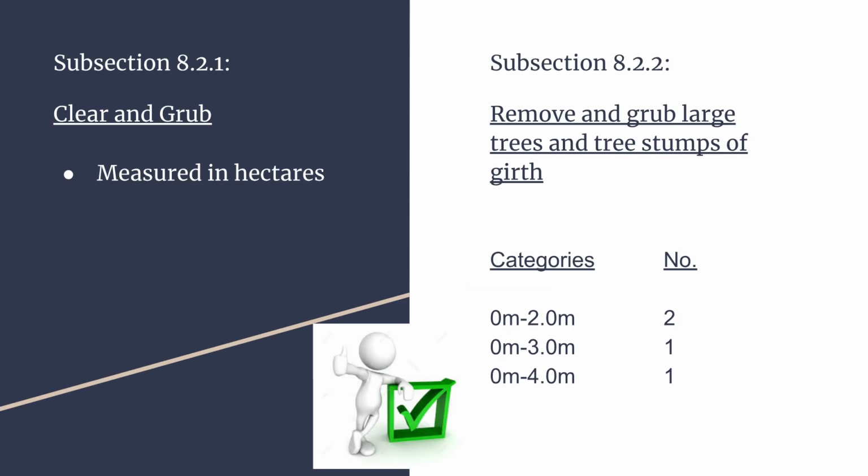Subsection 8.2.1 provides the specifications for clear and grub. These specifications require clear and grub to be measured in hectares, meters, or kilometers. The BOQ provided by Shah Civils conforms to these standards by measuring site clearance in hectares as a total of 3 hectares.